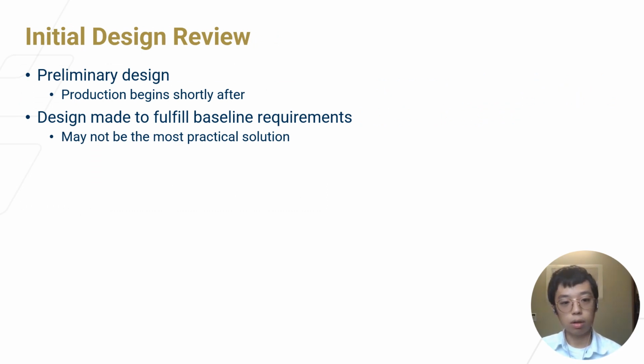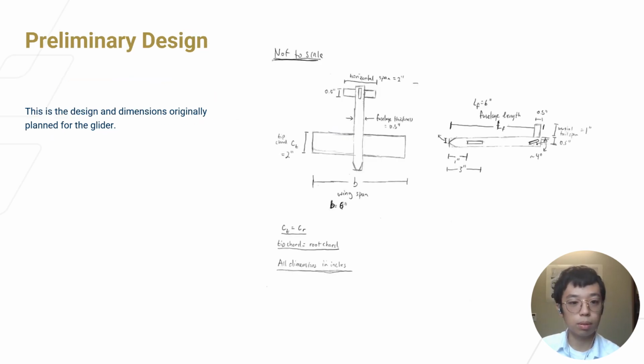Next up, we have the initial design review. This is the first iteration of the design and was submitted for glider checkup 1, I believe. This design was just an initial thought at how I should create the glider in order to meet all of the requirements as stated previously. Here we have a picture of the initial design.